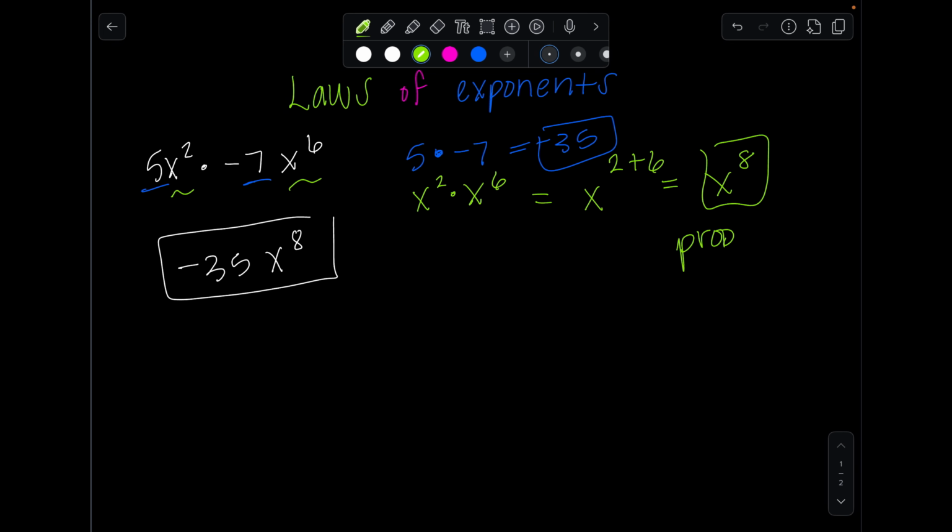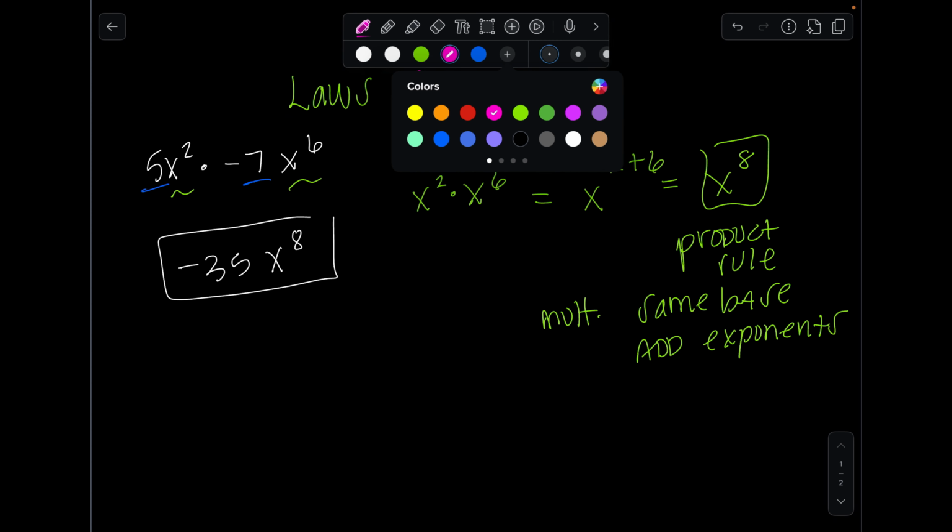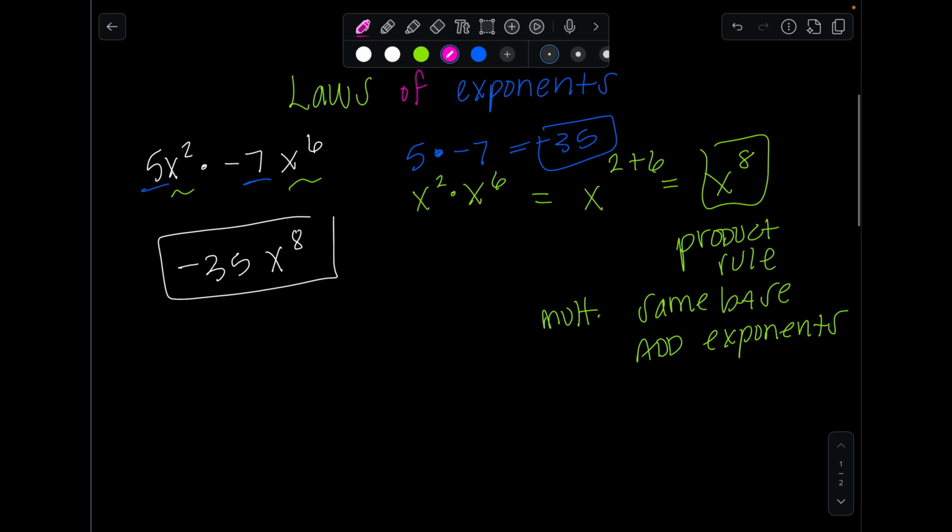Make sure you write your rules down. There's like 5 or 6 of them. Same base, you can add the exponents. If you're multiplying the same base, you can add the exponents. You add them. Okay? There you go.